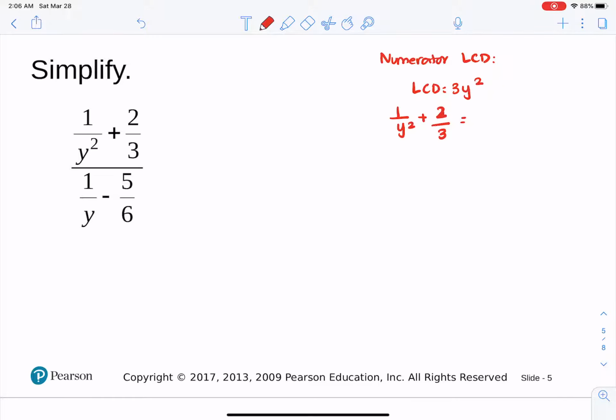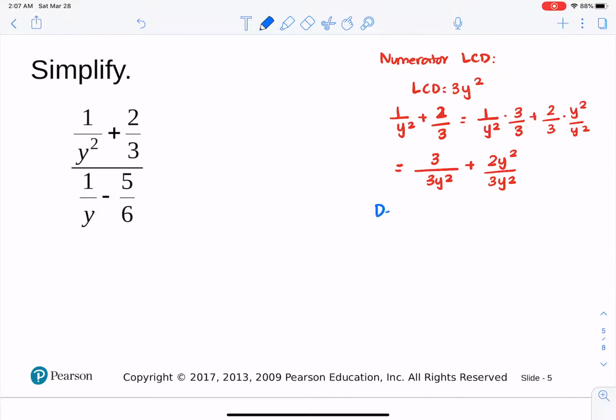We need to get a common denominator, which is the LCD. So I'm going to multiply and divide the first fraction by 3. Multiply and divide the second fraction by y squared. This way, when I multiply the denominators, I get the LCD. So the first fraction becomes 3y squared. Numerator, multiply 1 and 3. So 3 over 3y squared. The second fraction becomes 2 times y squared divided by 3 times y squared.